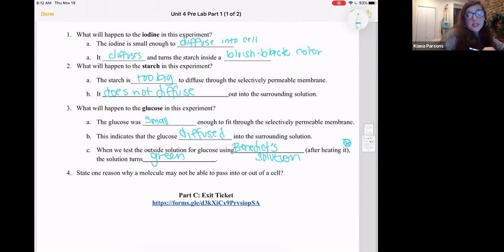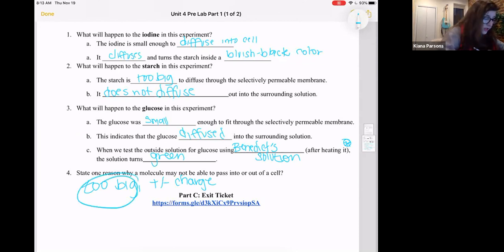State one reason why a molecule may not be able to pass into or out of the cell. Too big. Positive or negative charge. But the one that we examined here was too big. All right, go ahead and complete your exit ticket and you are ready for tomorrow's part 1 of the Unit 4 diffusion through a membrane lab.